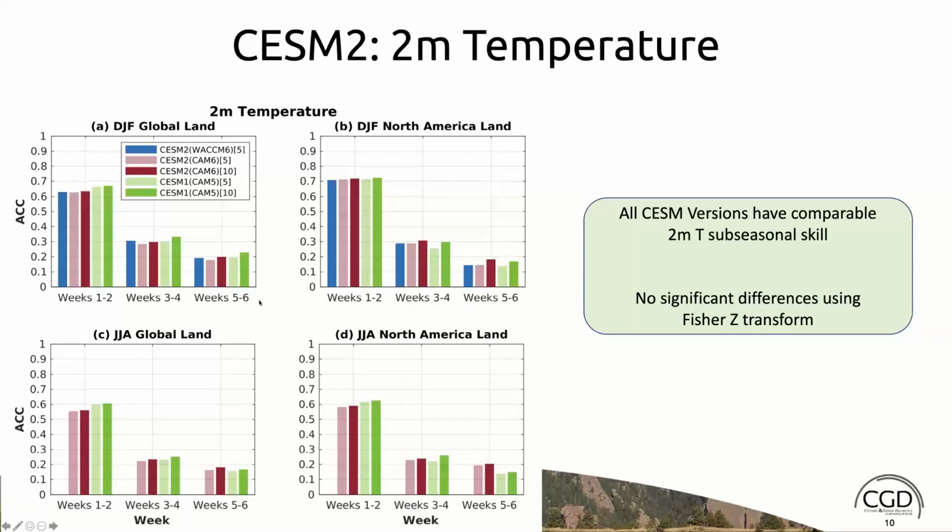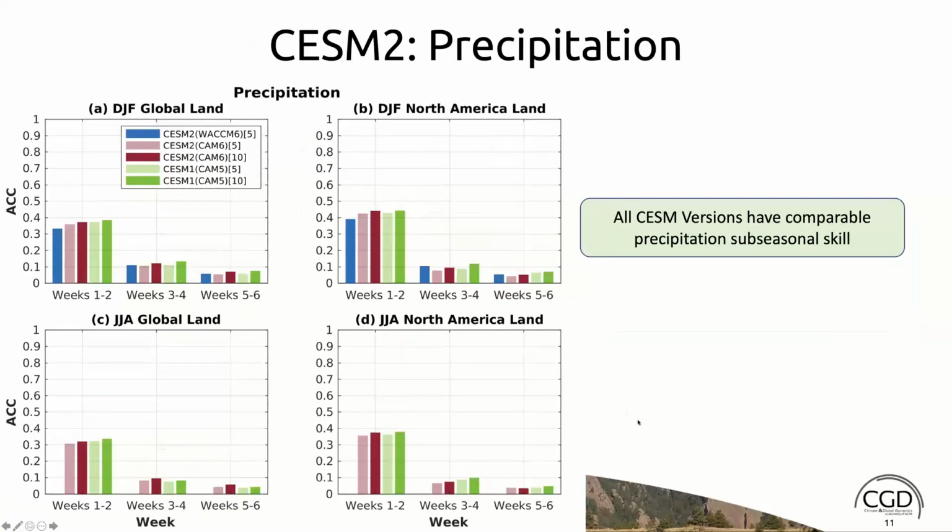It could be partially that there isn't enough samples. It's only a 20-year hindcast set. But overall, you see that the models are performing very similarly, and likely the small changes in the initial conditions between the models are not causing much issues. And you see a similar thing for precipitation.